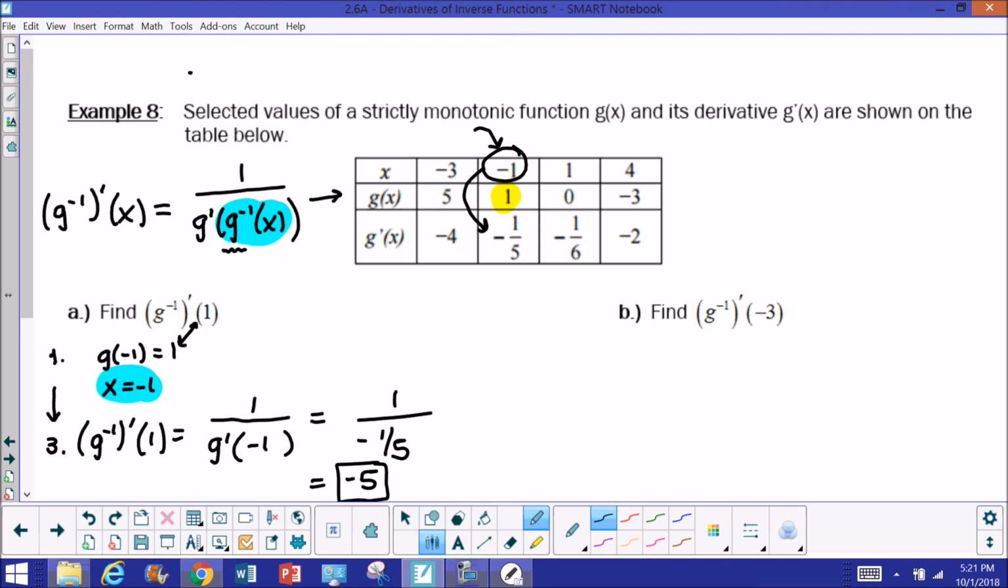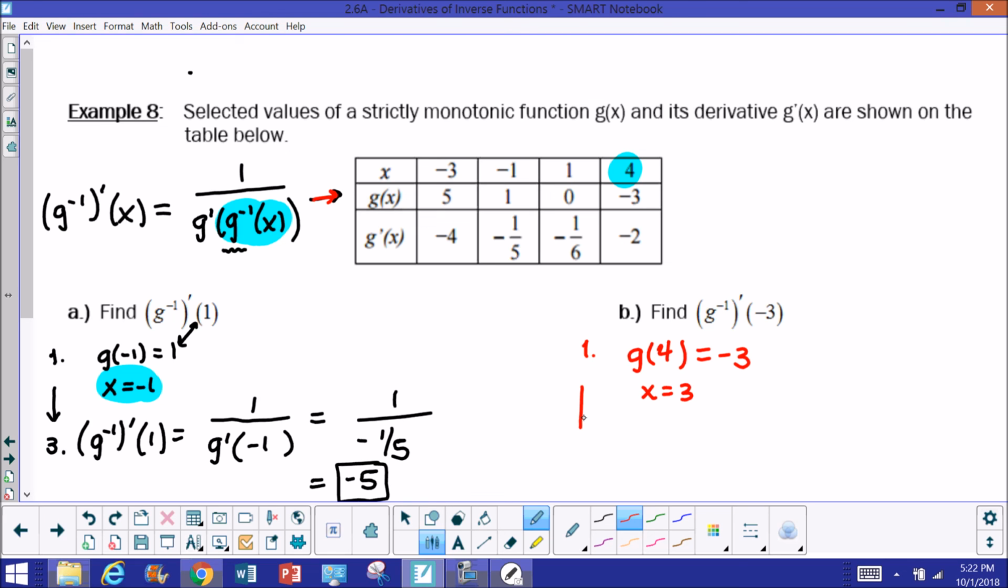Let's try one more here for part B. Again, the same idea applies. We're going to say in step 1, for g inverse derivative evaluated at -3, we're going to say g of what is equal to -3. We're going to let this be the y value. So I'm going to erase the information I've got here. I'm going to look in this g row. Where do I find a -3? And there better be one, because if there's not one, we could have some trouble. So we have this value. So we know that this value here must be a 4. So we know that x is going to be 4.